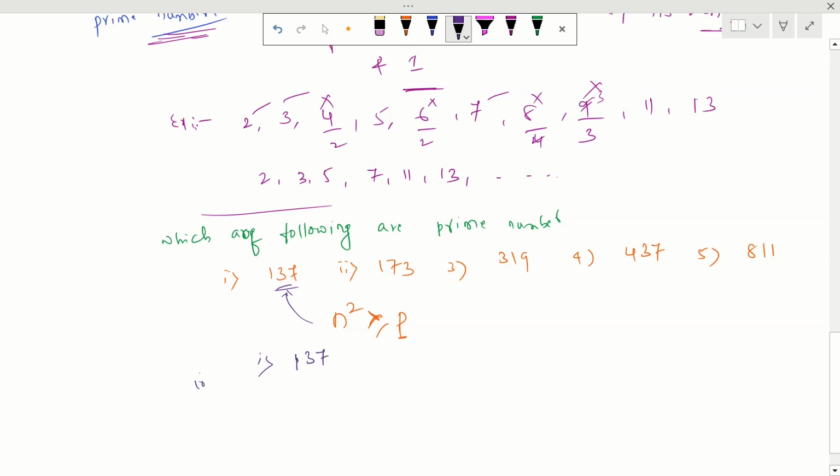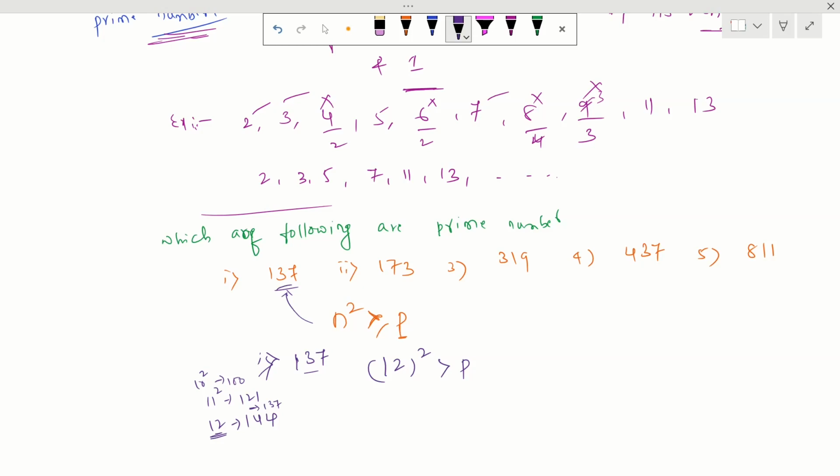10 square will be 100, 11 square will be 121, and 12 square is 144. Which value can we take here? 137 comes in between 121 and 144, so we take the greater value. For this problem, we can take 12 square is greater than p, right? 12 square is greater than p.